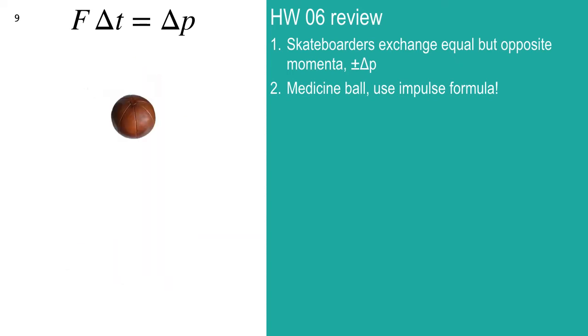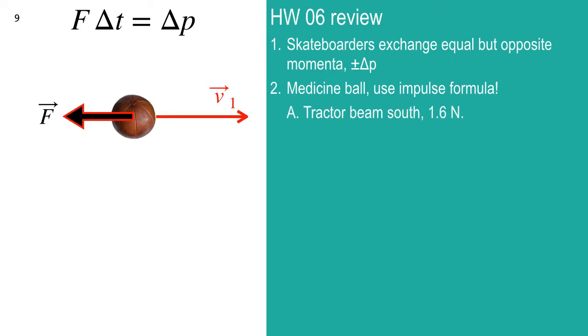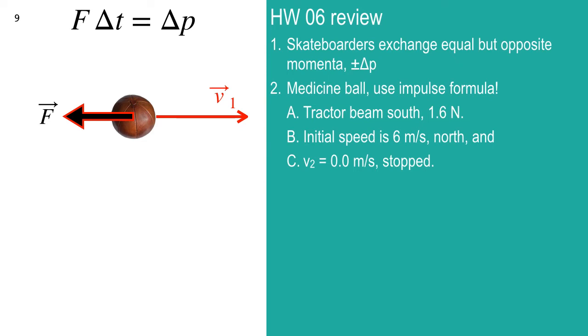And let me get Mr. Coyote out of the way. So the problem is there's a medicine ball floating in space at a certain velocity, subject to a tractor beam giving a certain amount of force, in this example 1.6 newtons to the south. The medicine ball is traveling at a certain speed to the north, in this example 6 meters per second. So there's the diagram with a force opposite in direction to the velocity vector. That's the initial velocity, V1. Now V2 is zero because it stopped. It's a stopping problem. The question is, how long does it take to stop this baby?